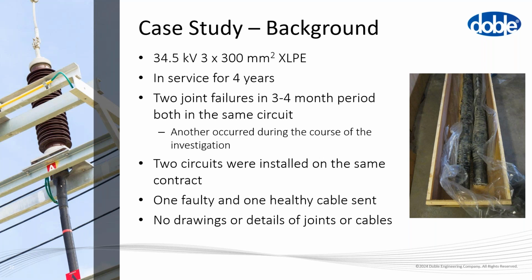They sent me 2 lengths of cable, each containing a 3-core joint. So they sent one with a fault in it, and 1 healthy set of joints for comparison. And as compared to utility customers, industrial customers are not necessarily the best at keeping records. So although these cables are only 4 years old, they had no details on the cable design or any drawings for the joints or cables. So I didn't know where I was starting.